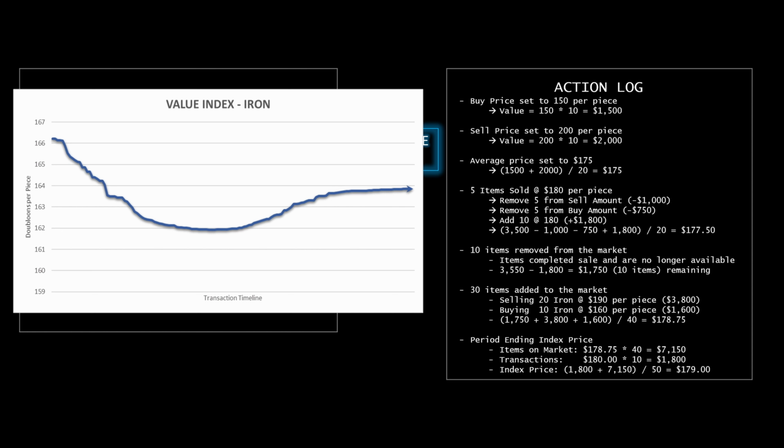In Tradelands, iron is considered a high volume index, meaning that there are thousands of transactions that make up a single period. In fact, for those who are curious, this chart was made using 25,000 data points to come to a current price point of 163.85.